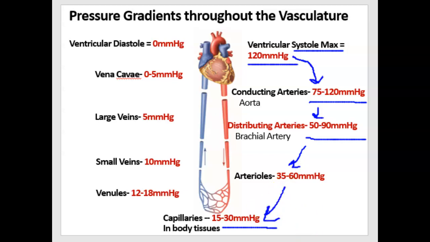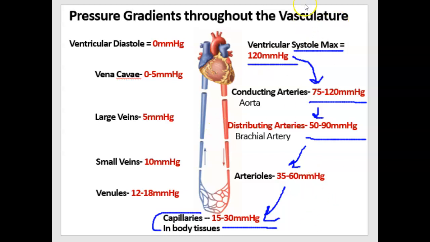By the time the blood reaches the smallest vessels in the body, the capillaries, there's only a pressure of about 15 to 30 millimeters of mercury upon the vessel walls, upon the capillaries. Now let's look at how the pressure varies as blood comes back to the heart.